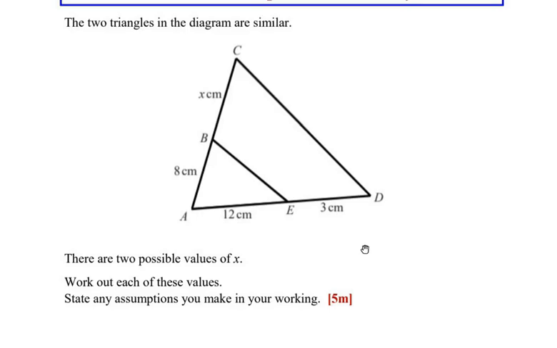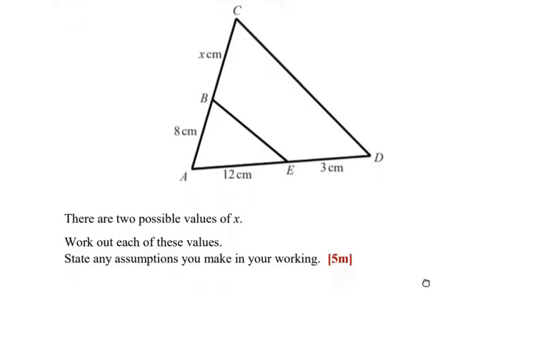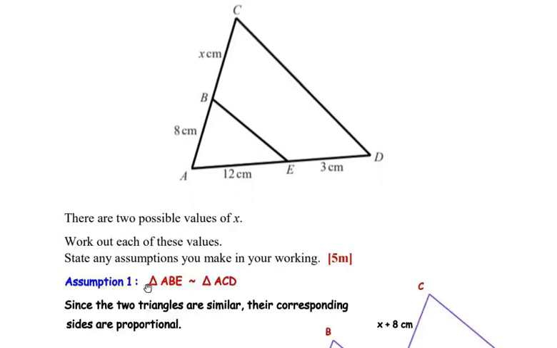So let our first assumption be that triangle ABE is similar to triangle ACD. So let us draw it over here. So this is our first assumption. So here angle A will be equal to angle A because this becomes a common angle for these two triangles. Angle B will be equal to angle C and angle E will be equal to angle D.